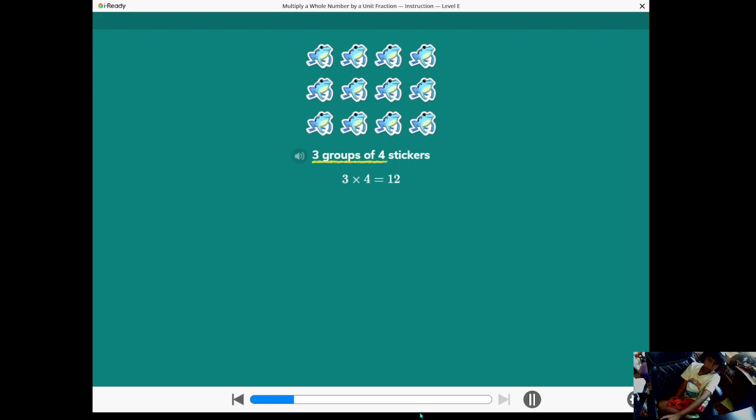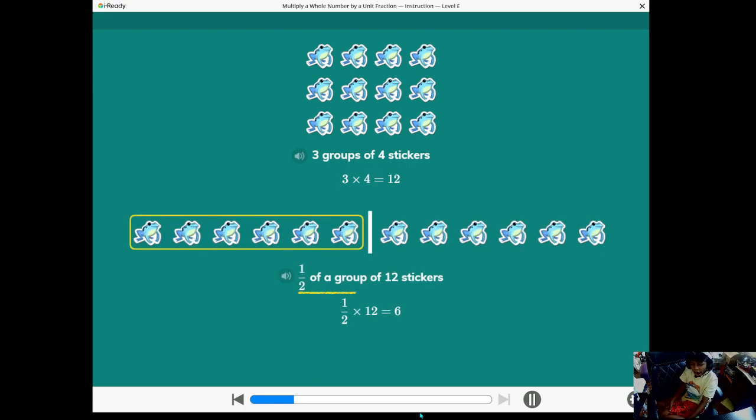To find more than one group, you can multiply. To find a fraction of a group, you can also multiply.